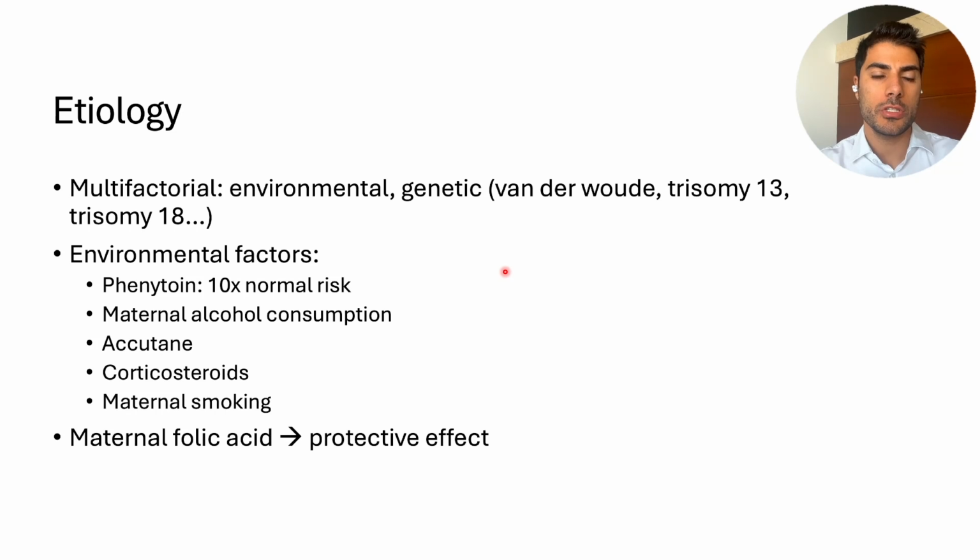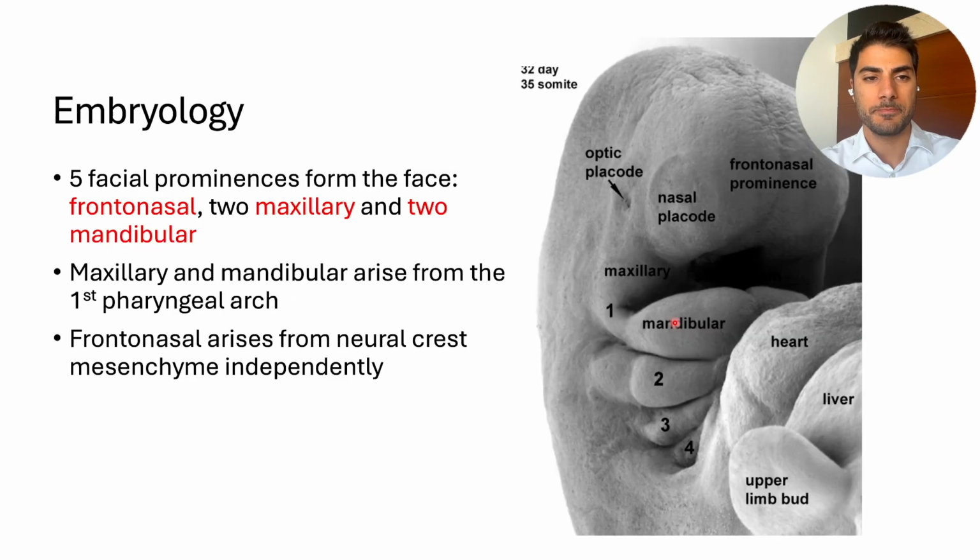As for the etiology, it is basically multifactorial. So it is environmental as well as genetic. So some environmental factors that would increase the probability of having a cleft lip. Of course, these are during pregnancy. So phenytoin exposure, it increases 10 times the normal risk. Maternal alcohol consumption, the use of Accutane, steroids, and maternal smoking. And finally, maternal folic acid is also a protective factor against having cleft lip.